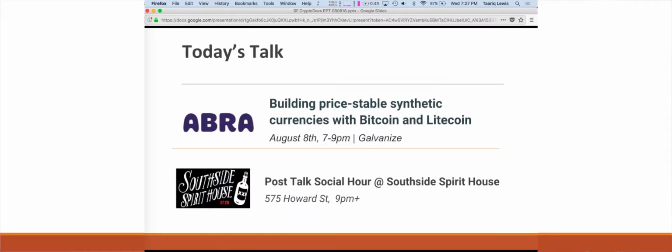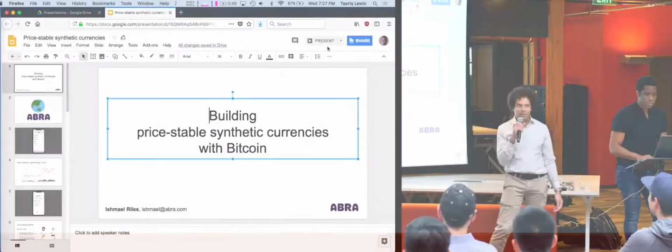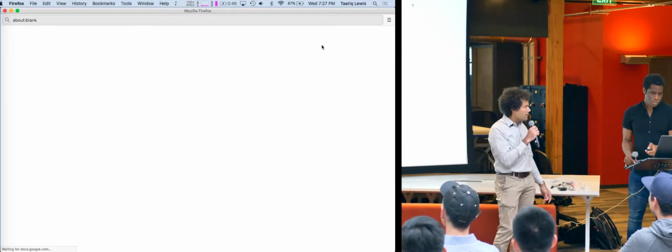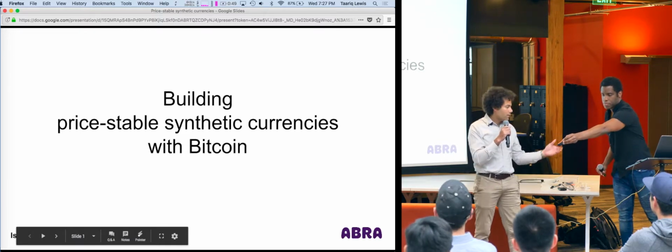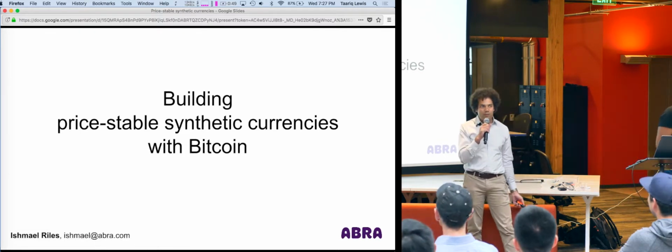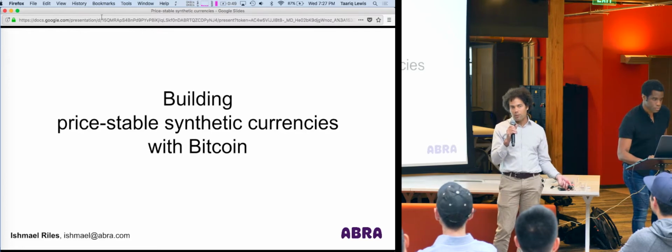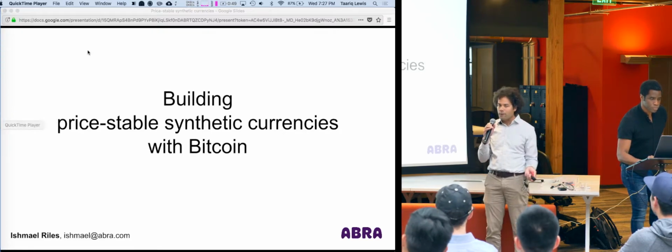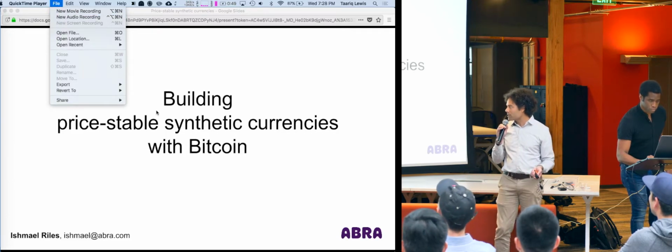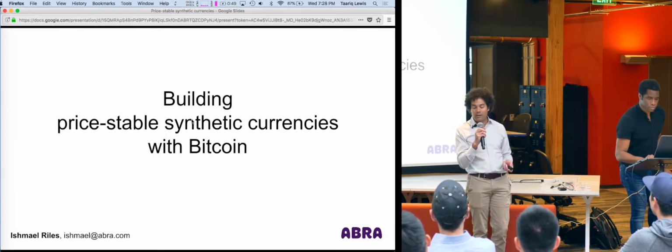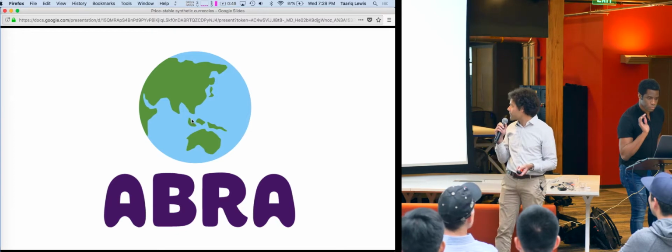So I'm going to be talking to you about building price-stable synthetic currencies with Bitcoin. So what is a price-stable synthetic currency? Price-stable synthetic currencies are one of the primary things that allows Abra to scale to everyone in the world. So that's why it's important to us, and that's why I think you'd be interested to learn about it.